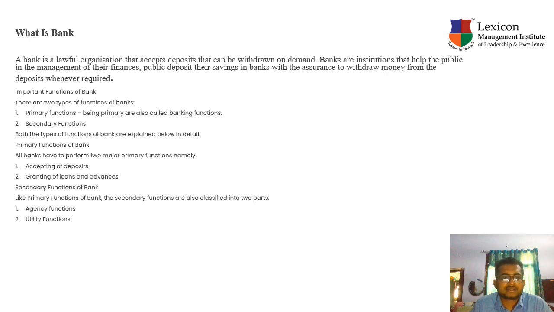So now let's discuss the secondary functions of banks. The secondary functions are mainly agency functions and utility functions. Agency functions mean transfer of funds, periodic collections, periodic payments, collection of checks, and portfolio management. These all come under the secondary functions of banks. And utility functions include issuing letters of credit and dealing in foreign exchange currency. So these are the main functions of banks. More things we'll explore in later slides.